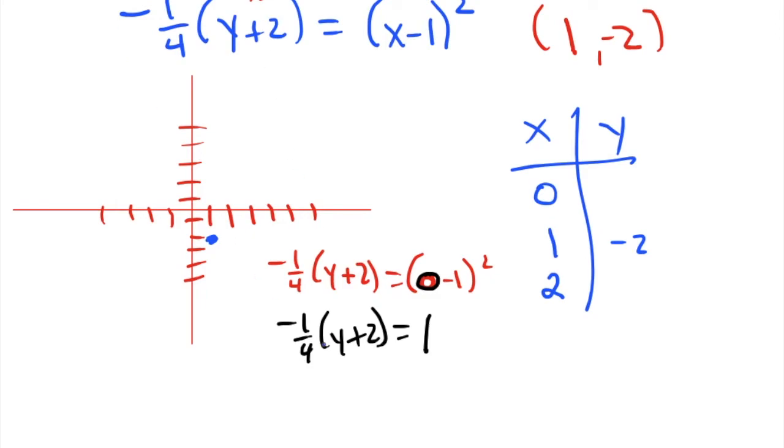Now the quickest way to get rid of this fraction is to multiply both sides by the reciprocal, 4 over 1. We can also multiply it by the negative at the same time, and that's going to give us the ability to cancel the negative on the left side and cancel out the 4's. So we now have y plus 2 equals negative 4. I'm going to subtract 2, and I get y equals negative 6.